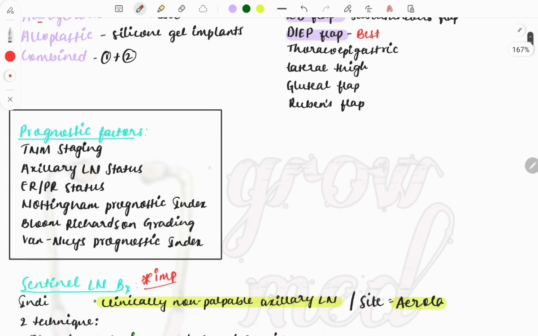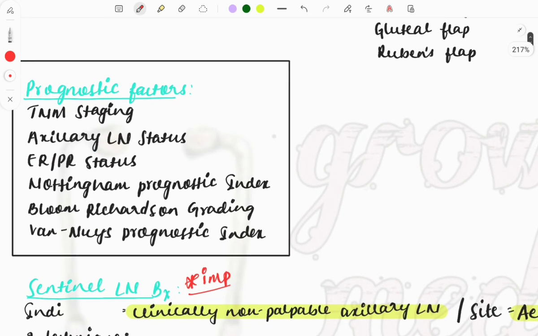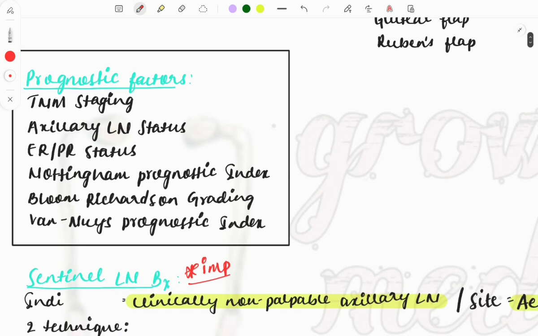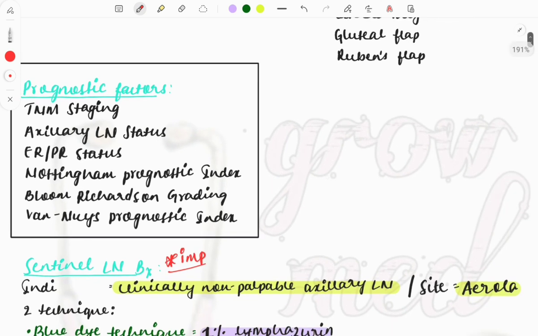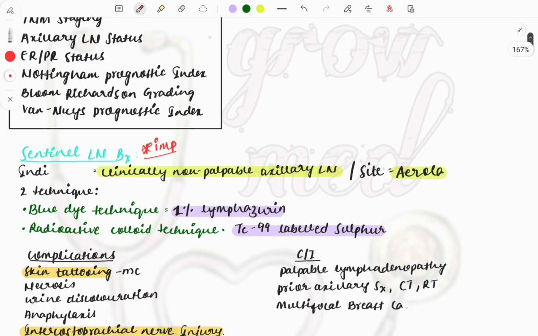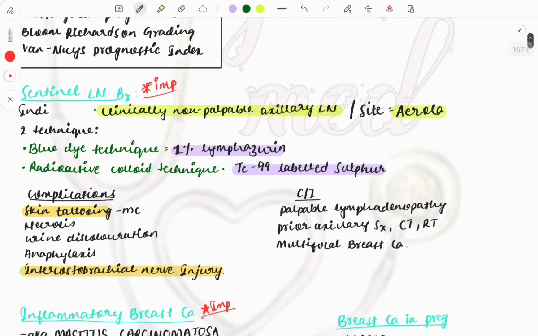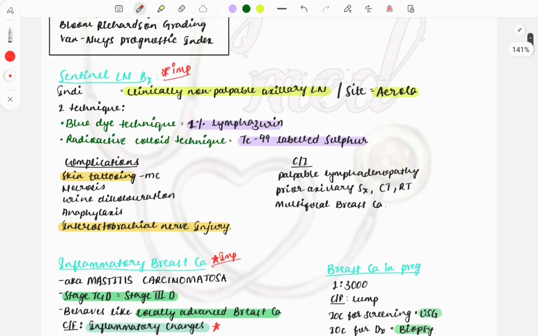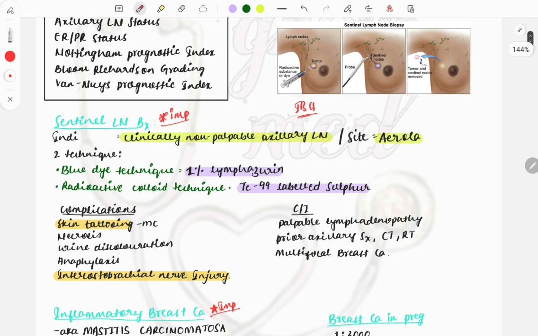Then moving on to the prognostic factors, just have a look at it, not that important. We will be calculating the prognostic factors by using these scoring systems. Then again, sentinel lymph node biopsy. A clinical case and image-based questions have also been asked on this. Maybe I have an image, let me show it to you.